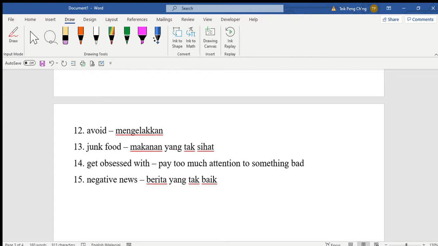Because we don't know whether the news is true or fake. Tak tahu sama ada berita itu betul ke palsu. So kalau berita yang palsu, yang tak baik, and then we get obsessed with it, kita terlalu fokus pada berita yang tak bagus, dan mungkin yang palsu juga. Then maybe we will do something bad. Kita mungkin akan buat sesuatu yang tak bagus. Or maybe we will be influenced by bad people. Akan dipengaruhi oleh orang yang berniat jahat.